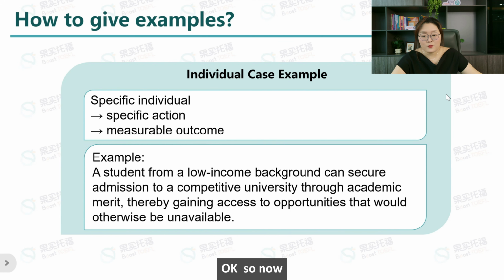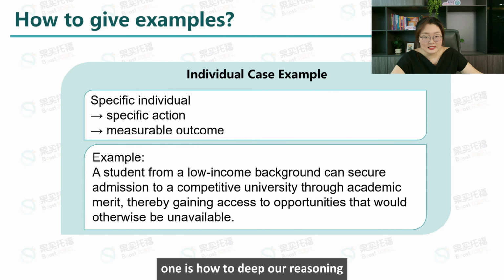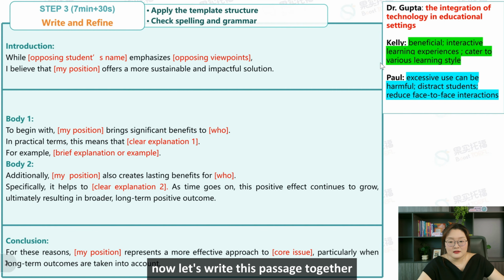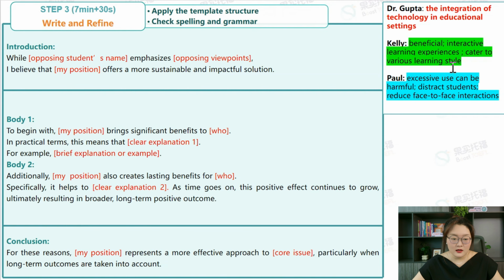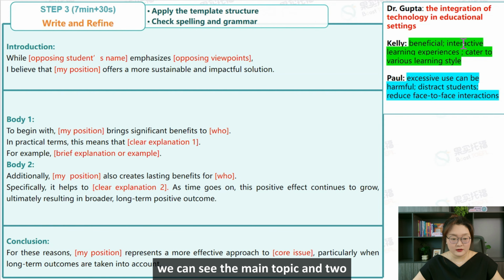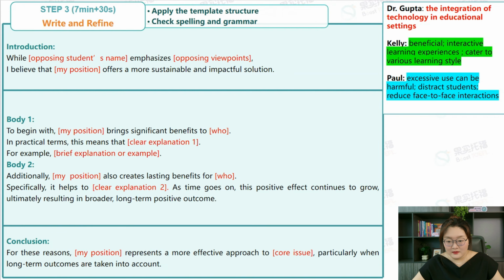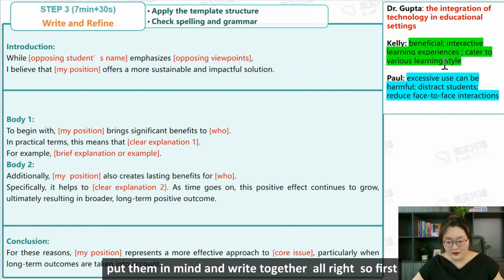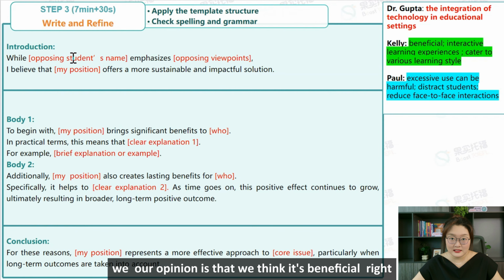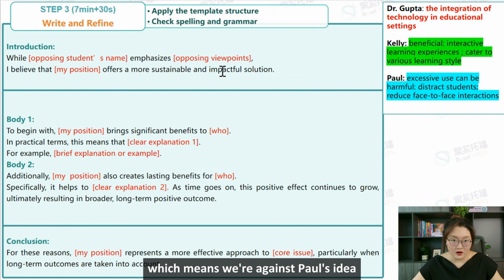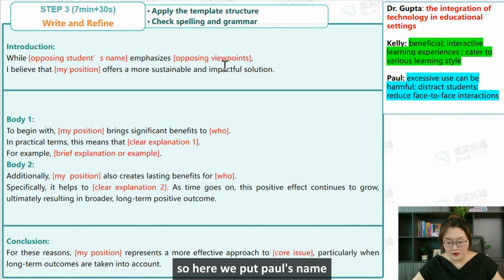Okay, so now we are familiar with the two strategies. One is how to deepen our reasoning, and the second is how to give examples. All right, now let's write this passage together. On the right side, we can see the main topic and two students' opinions that we've analyzed. So now let's keep them in mind and write together. Our opinion is that we think it's beneficial, right? Which means we are against Paul's idea. So here we put Paul's name.